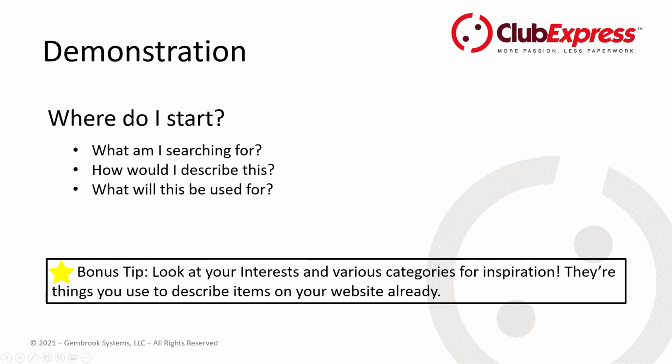And as a bonus tip, if you're still not sure where to start creating that list of master tags, look at your interests. Look at the categories that you've set up across your site for inspiration. If you are familiar at all with ClubExpress, you know that categories are in a lot of different places on your site. They're a really great way to come up with a list of key phrases or key words that can at least get you going. And as you use tags more and more, you are going to find that it's easier to create that list. It's going to be easier to manage it.